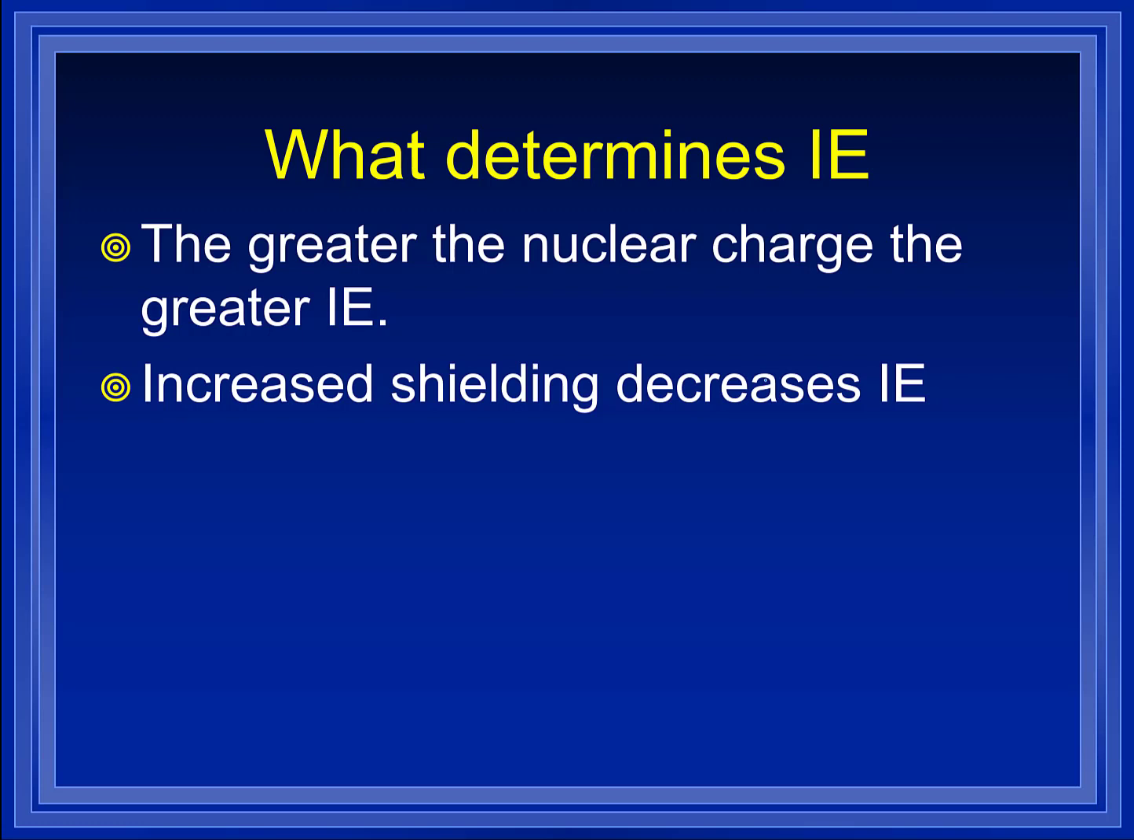Increased shielding decreases ionization energy. Because the shields get in the way, so the electron is less attracted. So we're still at nuclear charge, more attracted; extra shielding, less attracted. It's the same reasons, folks. We've got one other piece to add, but for the most part, we're going to talk about these same reasons over and over again.